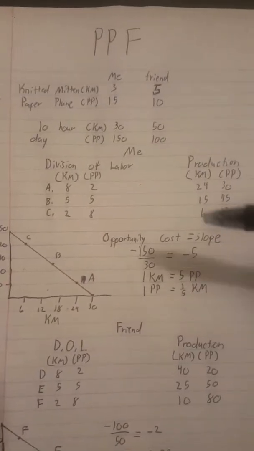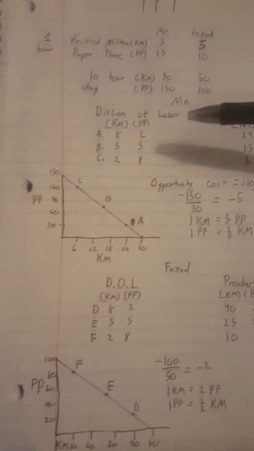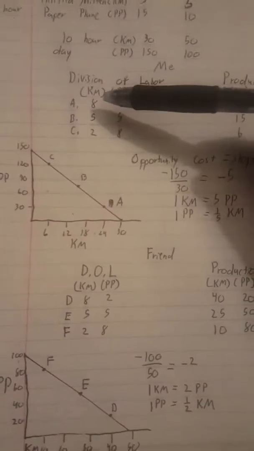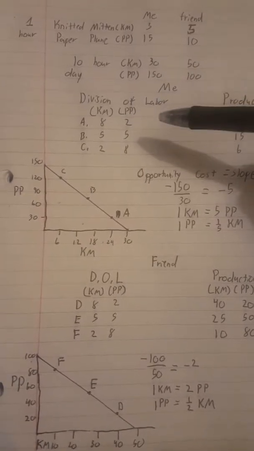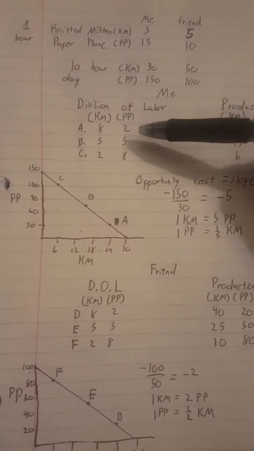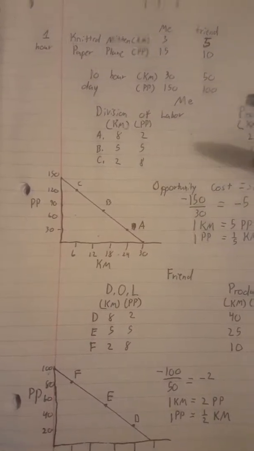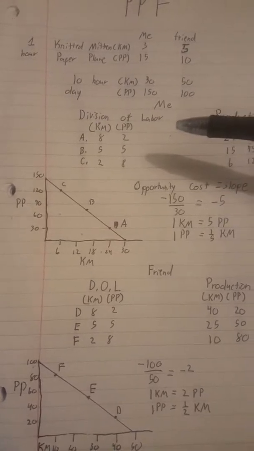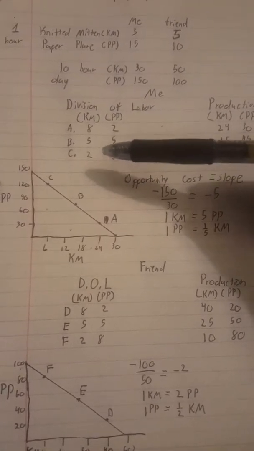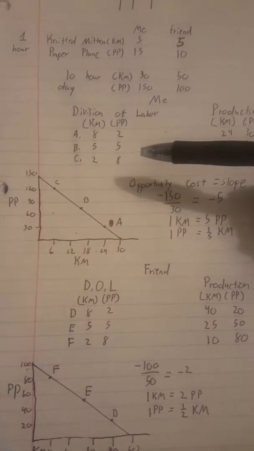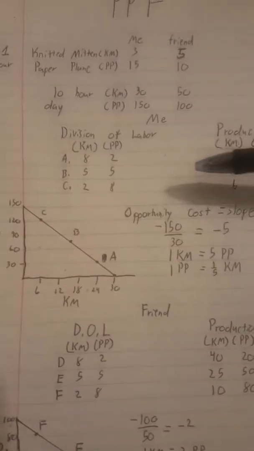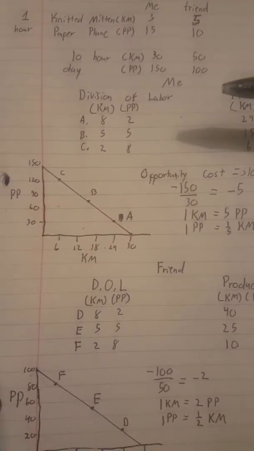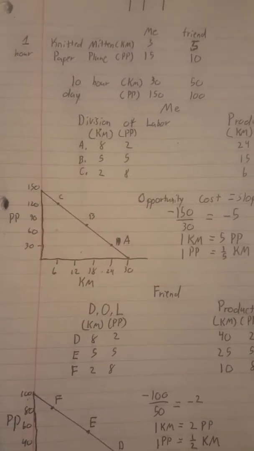So going specifically to me, we can divide up the labor, which would be 10 hours. So we could put 8 hours towards knitted mittens and 2 hours towards paper planes, or I could put 5 hours towards knitted mittens and 5 hours toward paper planes, or 2 hours towards knitted mittens and 8 hours towards the paper planes. As long as I don't go past 10 hours, because that's how many hours I have in my workday.